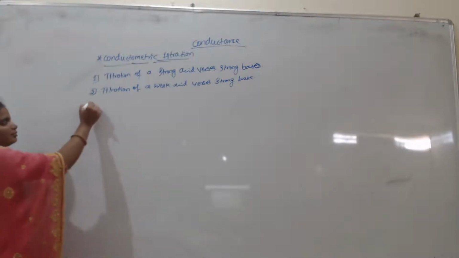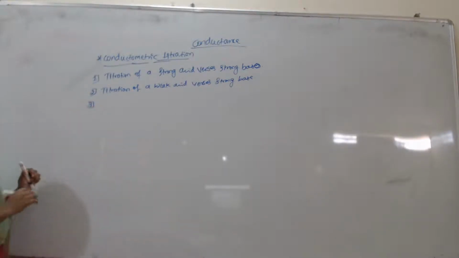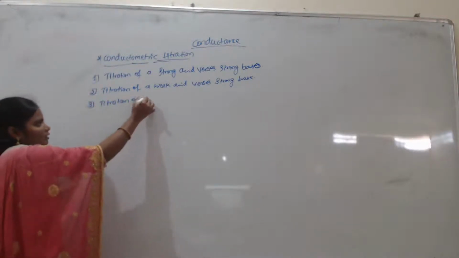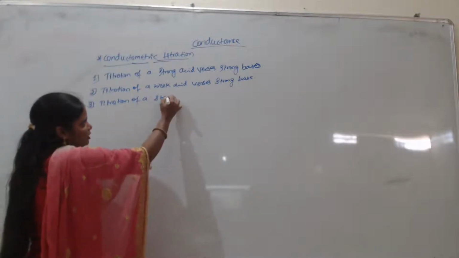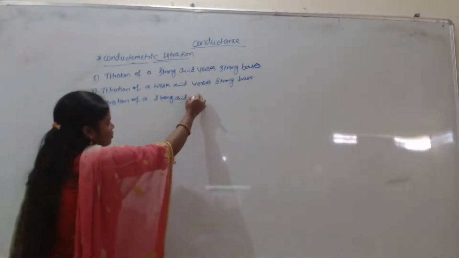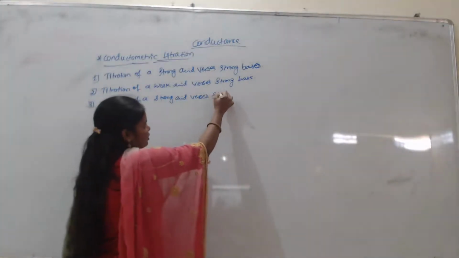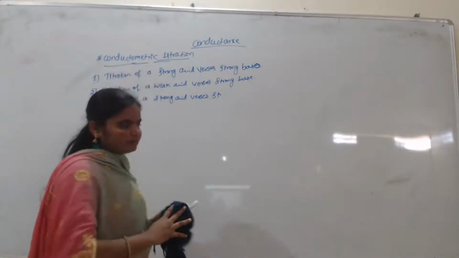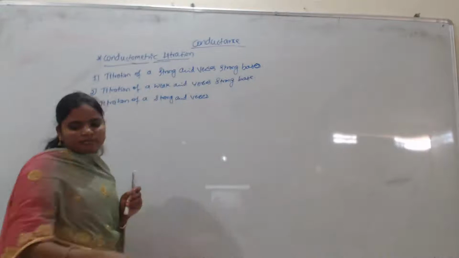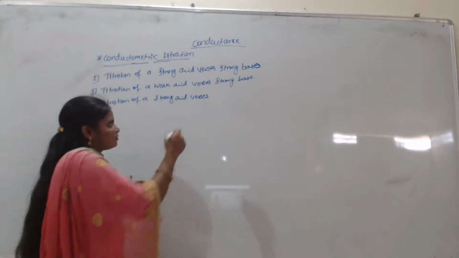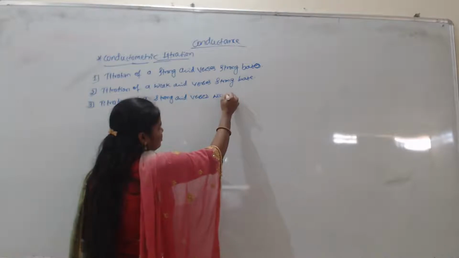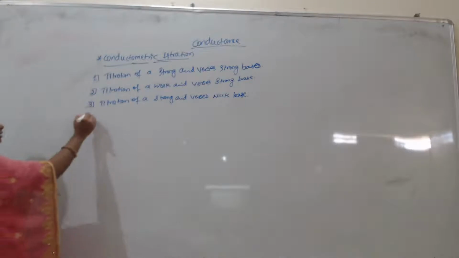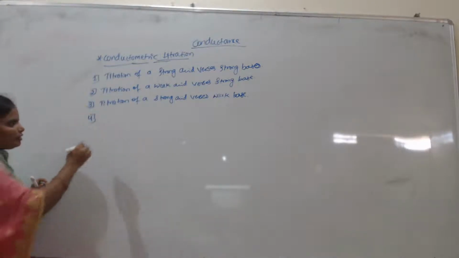Next, the third one is the titration of a strong acid versus, sorry, weak base. This is the third conductometric titration.